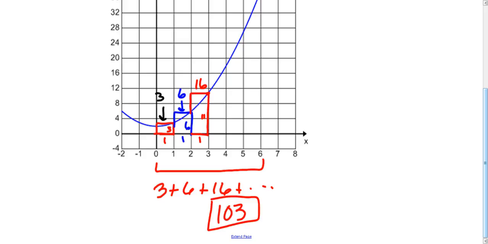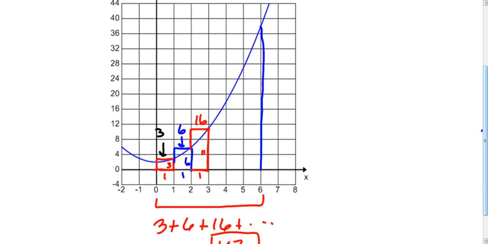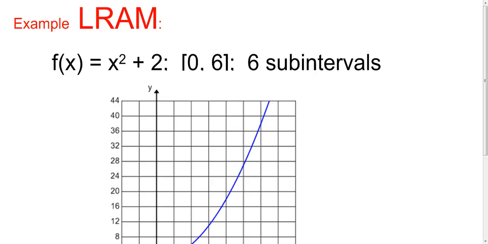I would keep repeating it all the way until I got to the last rectangle that I would do right here at 6. Okay, and my right side has to hit 6. Keep going, estimate. Okay, so again, I got 103.